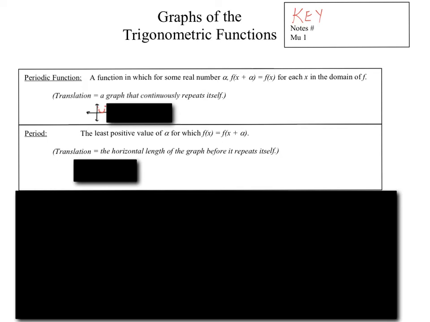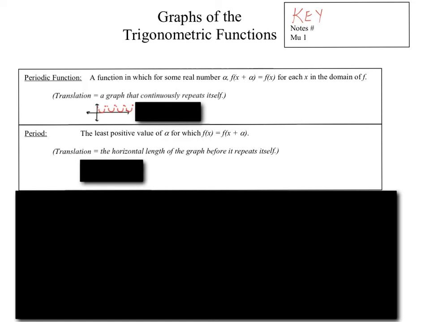If we were to take that graph and copy it over and over again, that would be called a periodic function, the function that made that graph. It's a function that repeats itself over and over again. Next we have period, the least positive value for alpha, for which f of x equals f of x plus alpha. That means the horizontal length of a graph before it repeats itself.